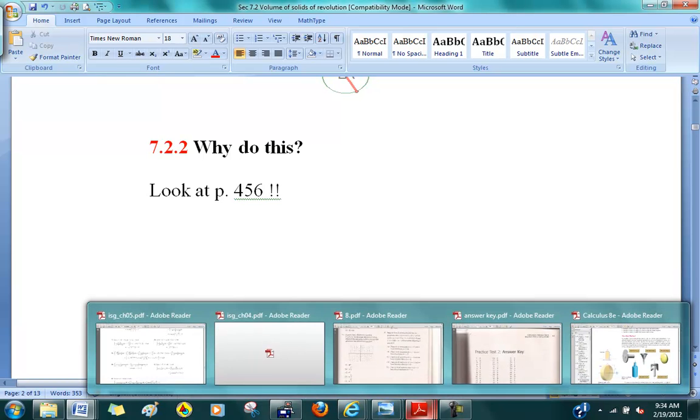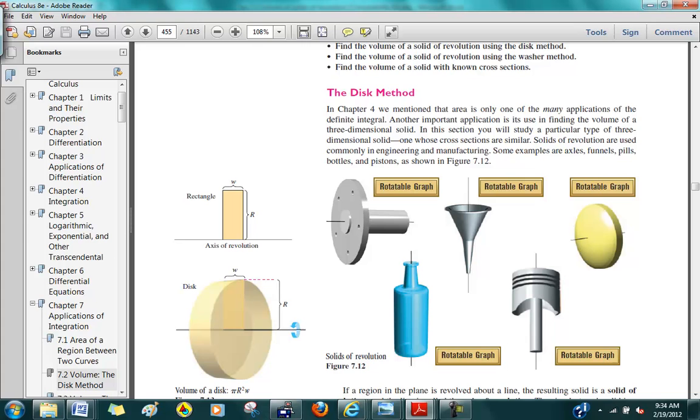And again, the reason for doing this is that if you take a look at your book on page 456, they'll show you all these solids that have been obtained by actually rotating some planar region about an axis. And obviously you can see again that these are real life objects. Well, right here is a pill. Well, why do you need to know the volume of a pill?